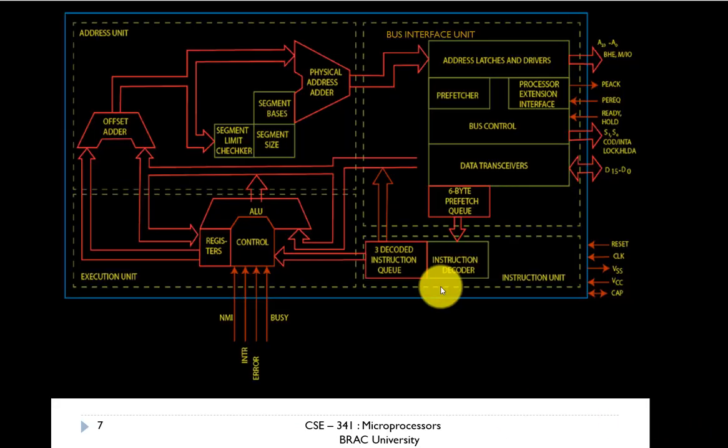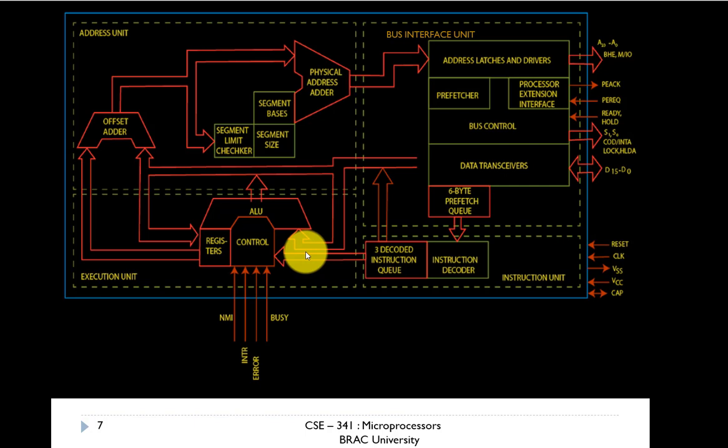The diagram shows the internal architecture of 80286. Unlike 8086, 80286 has 4 processing units. 8086 has only 2 processing units, namely the bus interface unit and the execution unit, whereas 80286 has 4 separate units, and they are the address unit, the bus interface unit, the instruction unit, and the execution unit. All these 4 units work simultaneously. That is, their execution is simultaneous in nature.